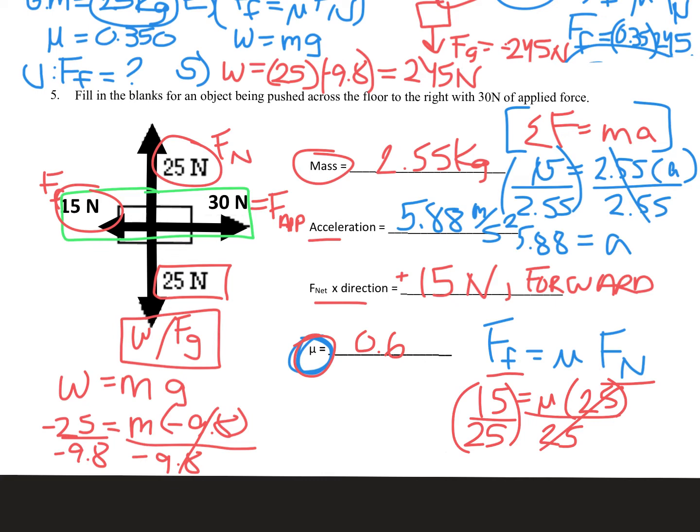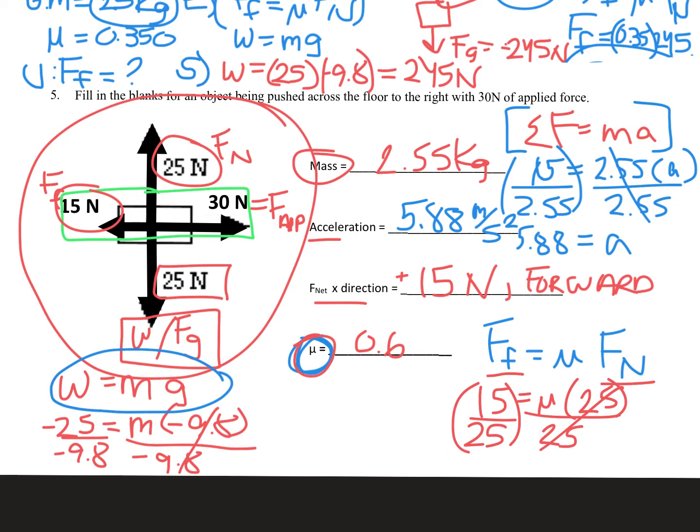But look at that. All that information I pulled off of this free body diagram. Pretty impressive. And just to recap, we used a couple different equations. The weight equals mass times gravity, Newton's second law, force equals mass times acceleration, and the force of friction equals mu times the normal force. Nice job. Page 1 done.